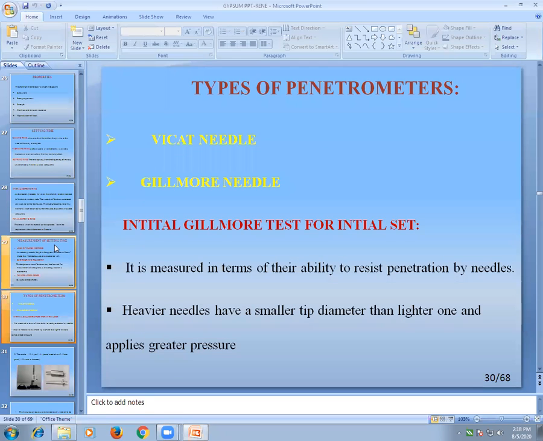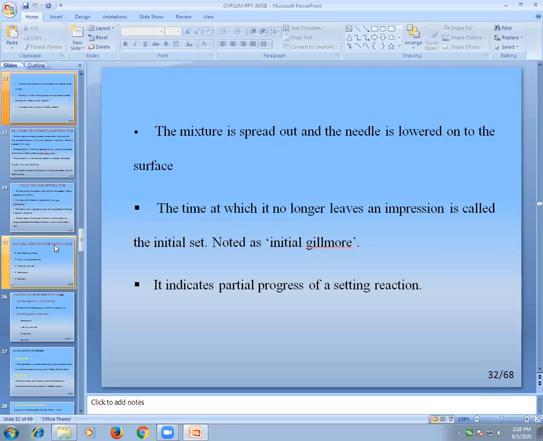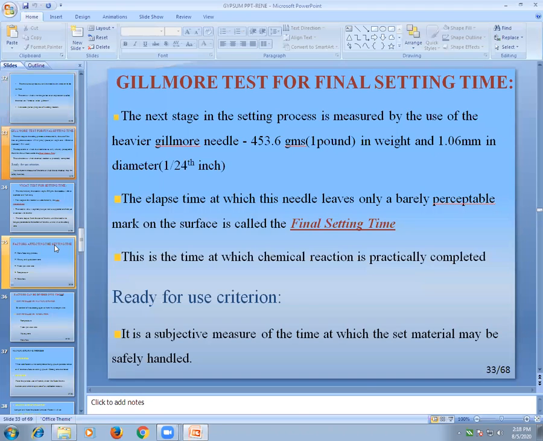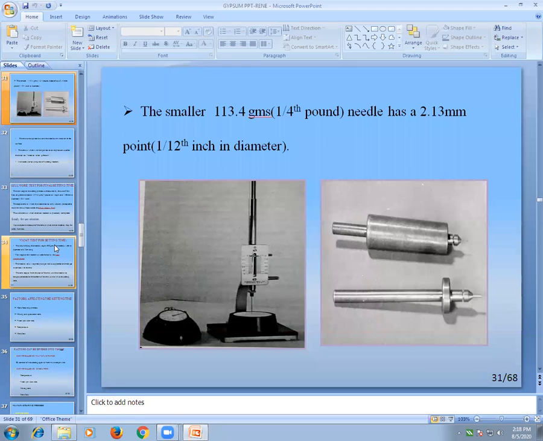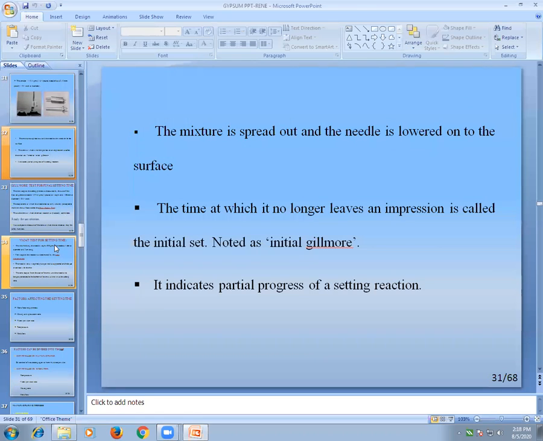In the penetration methods, there are the Vicat needle and the Gillmore needle. The Vicat needle gives the initial setting time. Sorry, in the Vicat, small and large types of needles are there, and the Gillmore needle gives only one type of setting time.